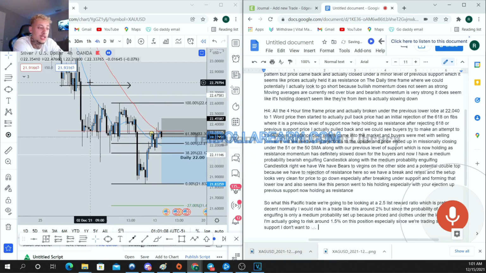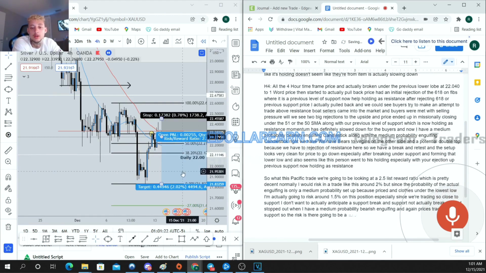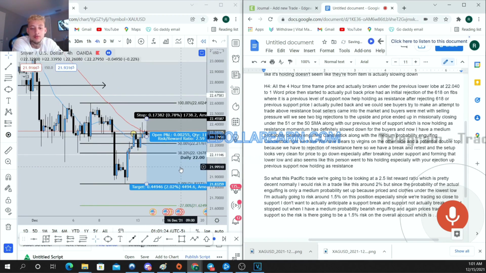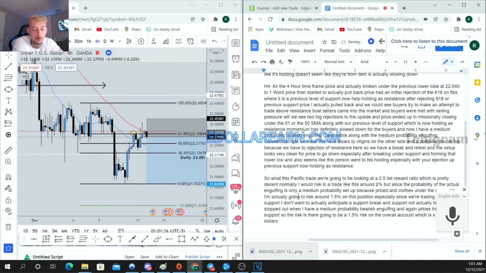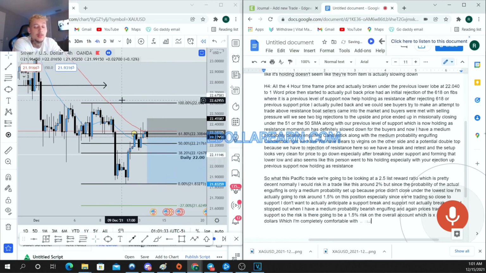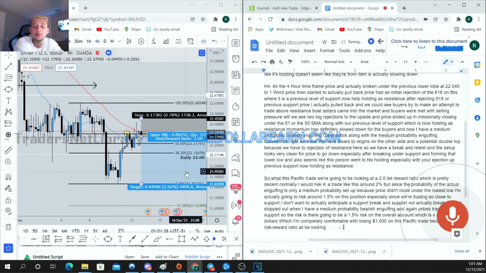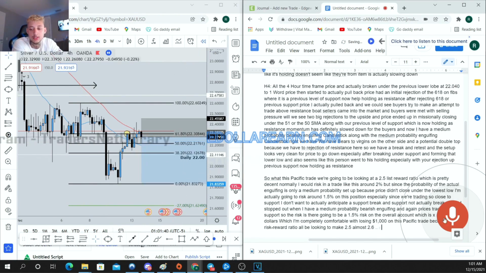I don't want to anticipate a support break and support not actually break and get stopped out when I have a medium probability bearish engulfing, and again price is trading under support. So the risk is going to be a 1.5% risk on the overall account, which is X amount of dollars, and at that point in time you could just put in how much you're risking on that trade, which I'm completely comfortable with losing $1,000 on this specific trade because the risk reward ratio, I'll be looking to make 2.5, almost 2.6K on this position.